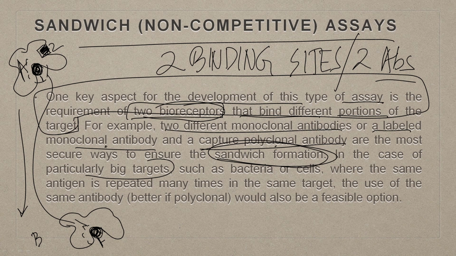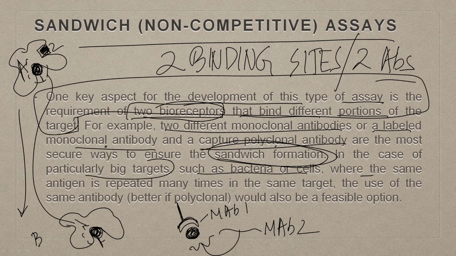So, in a way, what you are doing is, if this is your one monoclonal antibody and this is your other monoclonal antibody and here is your target, you are sandwiching the target between monoclonal antibody 1 and monoclonal antibody 2. So, this is where your sandwiching is happening, and most of these big molecules indeed get sandwiched between these two, such as bacteria or cells, where the same antigen is repeated many times in the same target, and the use of the same antibody, better polyclonal, would also be a feasible option.